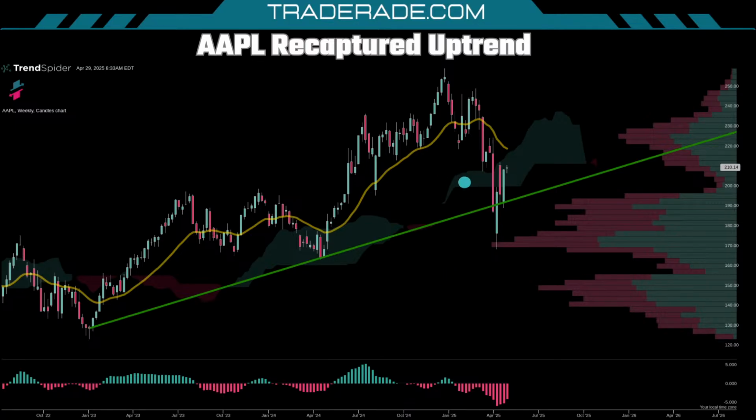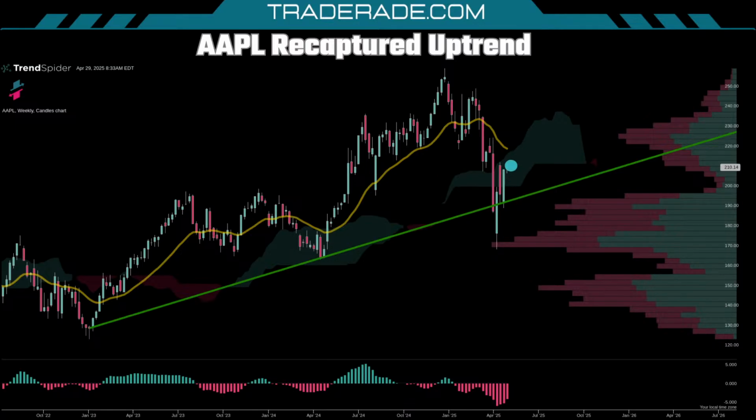So I'd say with Apple, we're not out of the woods yet, but I would be a lot more concerned about the stock if we break below 200 and we break below this trend line in the cloud again. At that point, I think we get fresh lows below that most recent low, probably around 160.